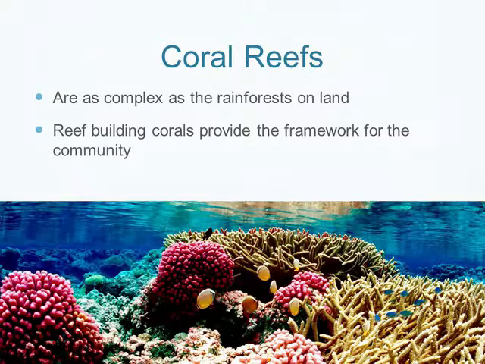Alright. So coral reefs are complex areas in the ocean that have been likened to rainforests on land, right? Because of the biodiversity and the amount of organisms found on coral reefs, you can't find that anywhere else except in a rainforest on land. Reef building corals provide the framework in a community, so much like in the rainforest, the trees provide that framework. In the ocean, it's the coral reefs that do that.